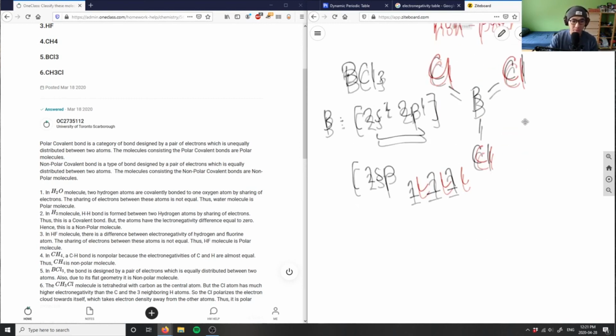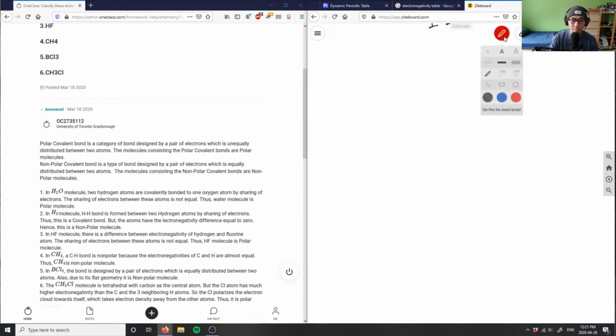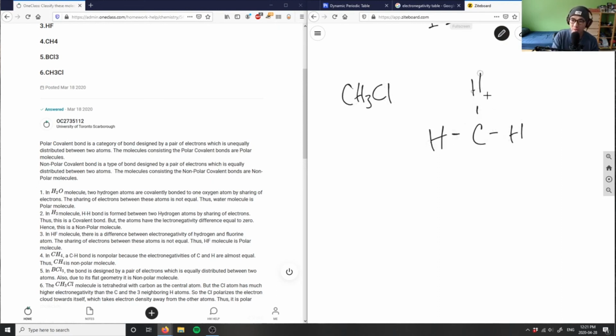So this is BCl3, and finally CH3Cl. So you get something like this: carbon, bonded to hydrogen, hydrogen, hydrogen, and this is bonded to chlorine here. Again, the carbon itself is satisfied. However, I do have an electronegativity difference. I have lone pairs on chlorine here. So these lone pairs will make it a polar molecule. It's drawing electron density away from the carbon. It makes this carbon partial positive, and this is partial negative. Thus, methyl chloride is a polar molecule.